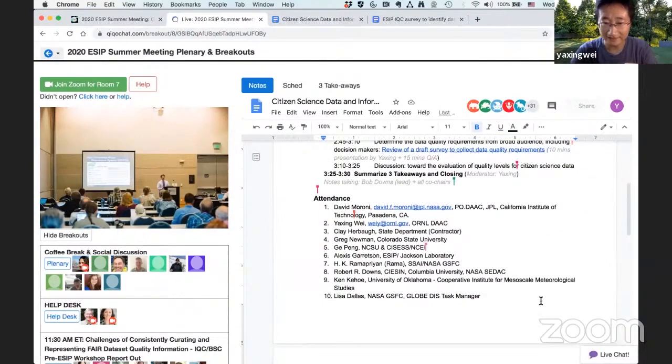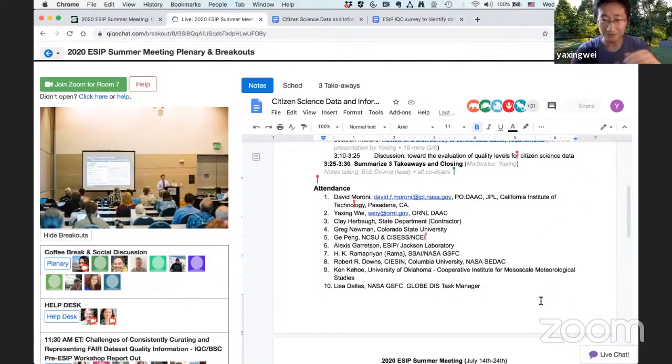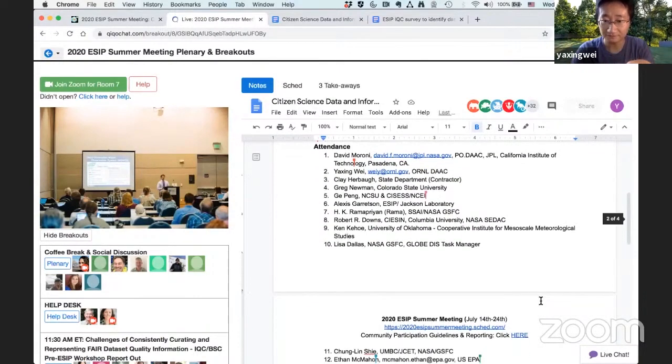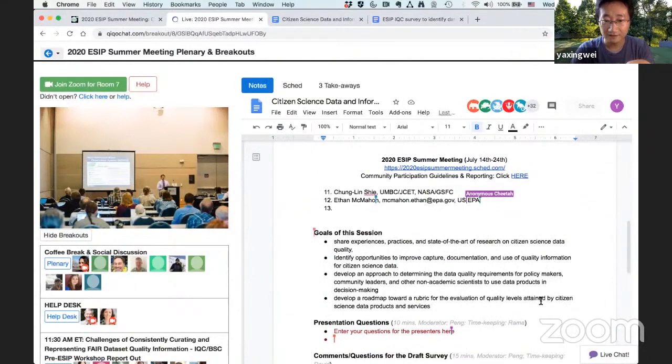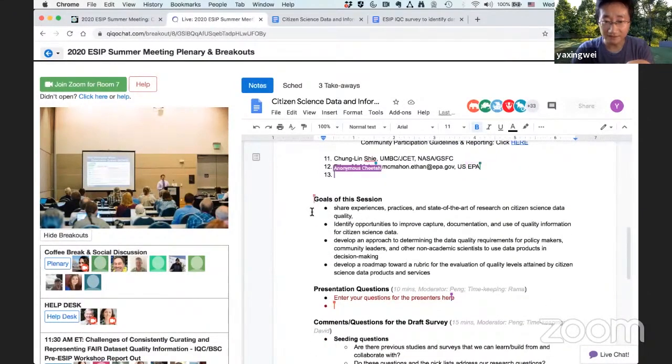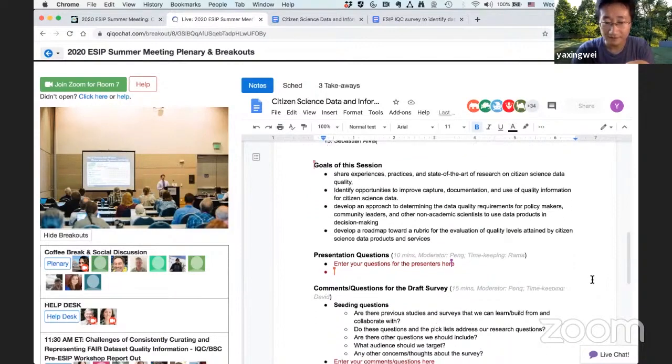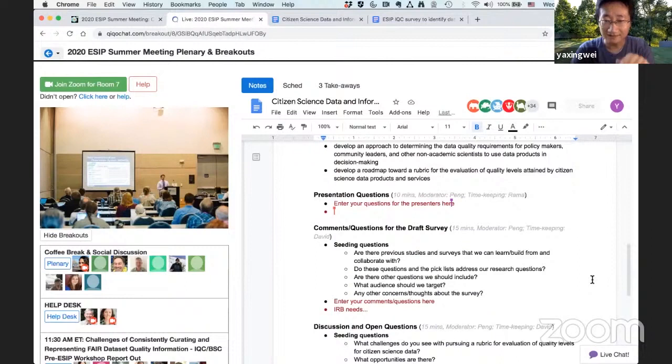And then the attendance list. Please add your name and affiliation to the attendance list if you have not done so. And below that is a list of goals for this session. And then under that, I want to point out a few sections for you.